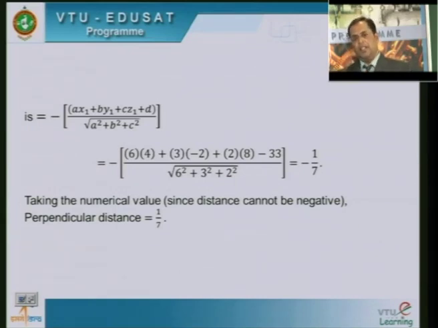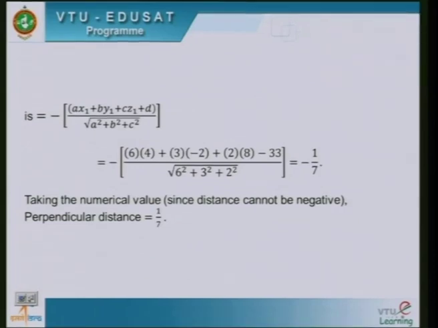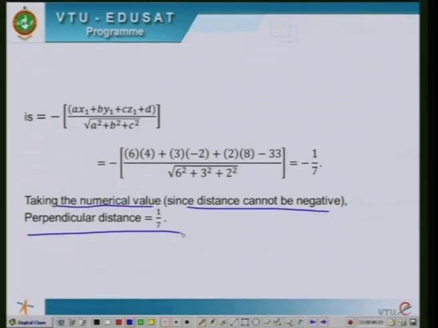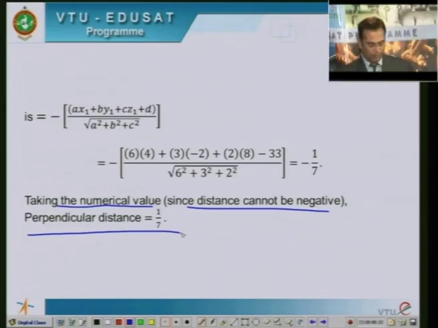In the previous example, the distance turned out to be positive. So, we do not do anything to that, but here observe that the final answer is negative. So, since the answer is negative, we take the numerical value. Taking the numerical value, since the distance cannot be negative, the perpendicular distance required is 1 by 7.